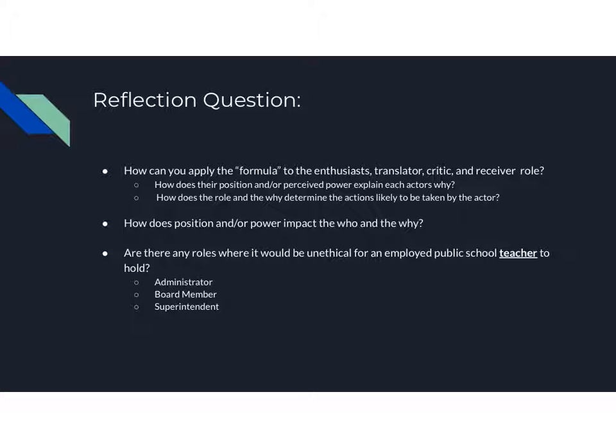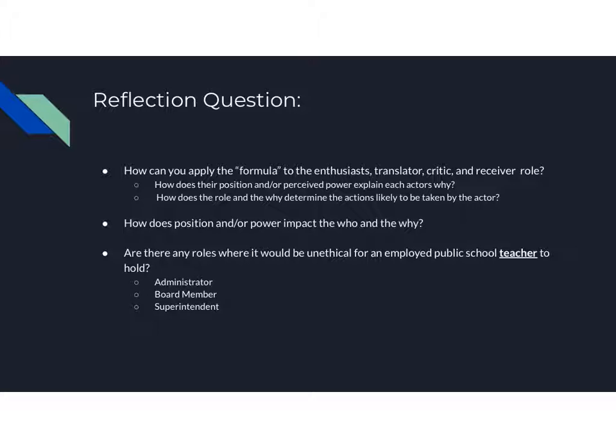I also want you to think about just a general question. How does position and/or power impact the who and the why? So for this, I gave you an example of the teacher and the transactor. So the example that I gave you is based on those positions, the power and the perceived power, it impacts the who and the why, right? Because the senior leadership is the who and their perceived position is over the teachers.